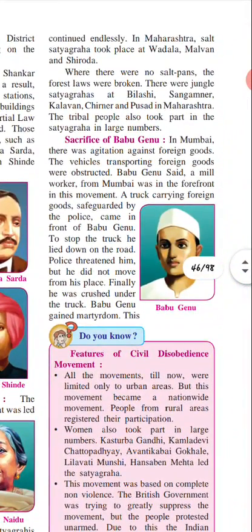In Maharashtra, Salt Satyagraha took place at Vadala, Malvan and Shirod. Where there were no salt pans, the forest laws were broken. There were jungle satyagrahas at Bilashi, Sangamner, Kalawan, Chirner and Pusad in Maharashtra. The tribal people also took part in the satyagraha in large numbers.